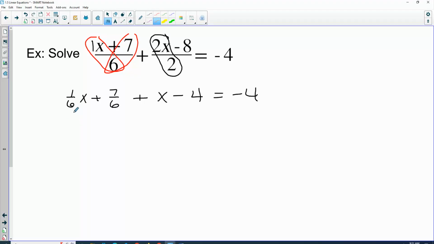You have a calculator. If fractions really terrify you, no judgment. We're trying to get to an answer here. So if I add my x's, 1/6 plus 1. That's like 1 over 6 plus 6 over 6. Okay, then I have a 7 over 6 and a negative 4. If you don't know it, plug it in. What's that going to give me? 7 over 6 minus 4.